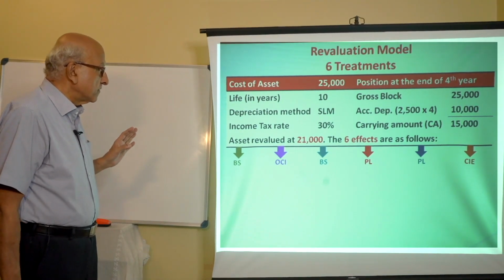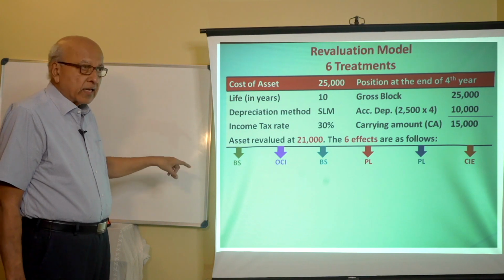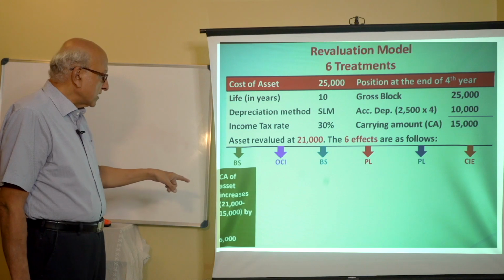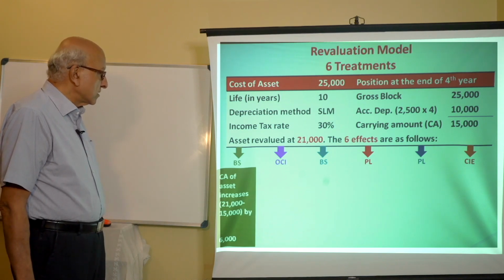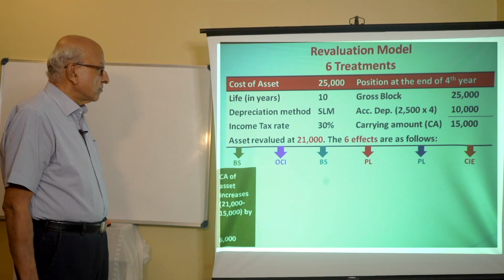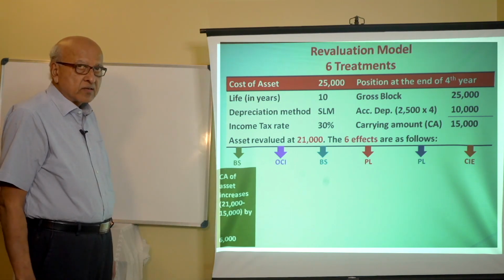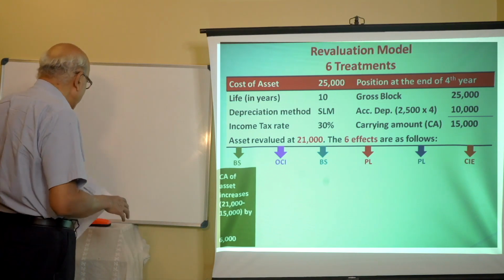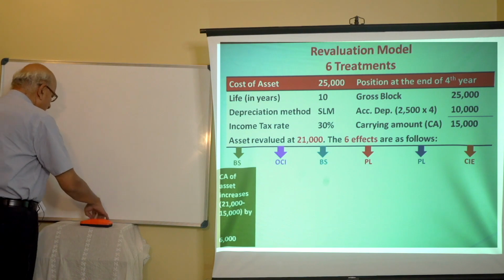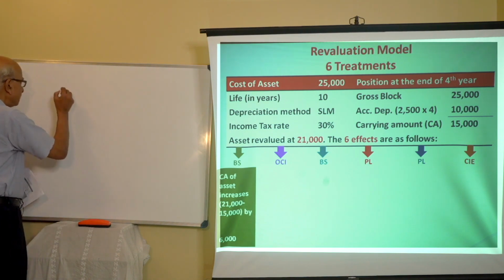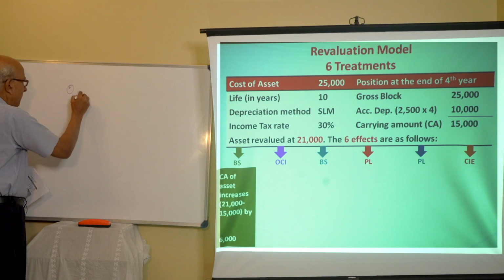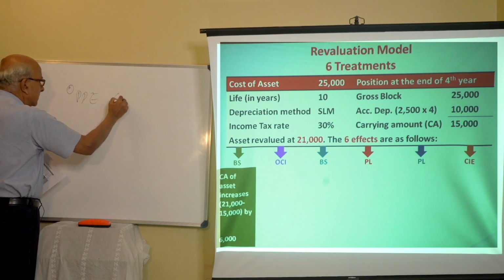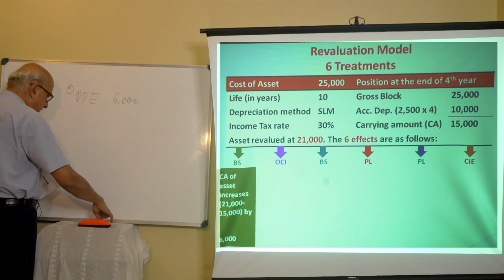So what is the increase in the value of the asset? Cost of the asset increased by 6,000 rupees. 15,000 becomes 21,000. Okay? So, increase in the asset, PPE debit, how much? 6,000. 21,000 minus 15,000.